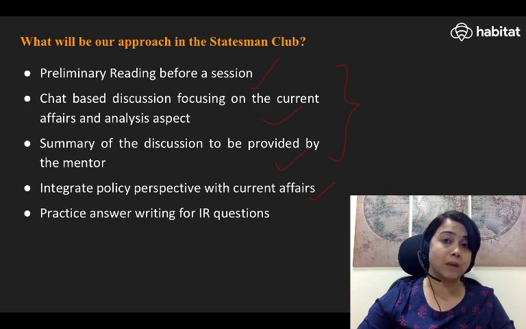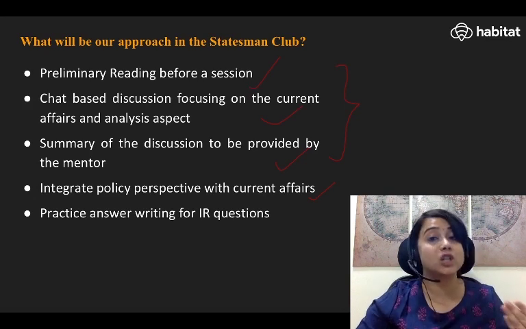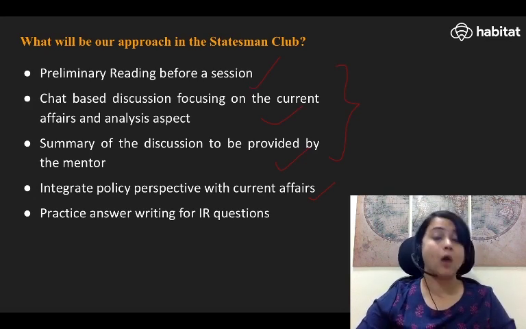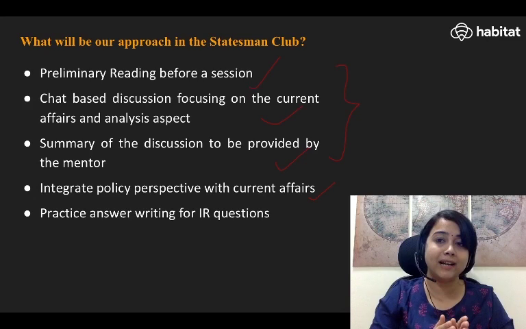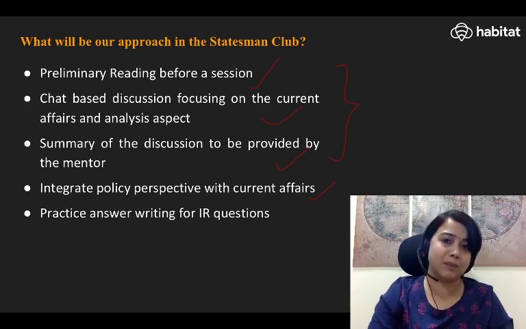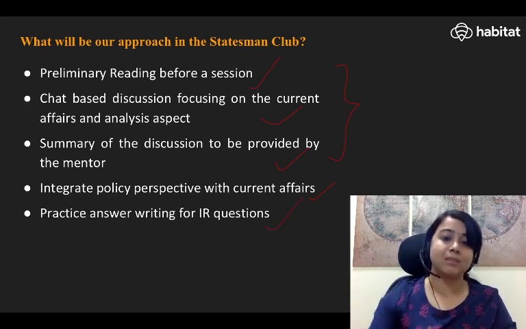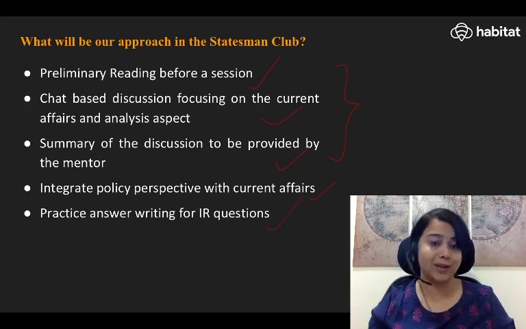But what makes that visit important from our examination perspective is, what is India's policy with respect to West Asia? What are India's national interests in West Asia? What are the challenges that India is facing in West Asia? So this is the way in which we have to integrate the foreign policy perspective, mostly with reference to India, with the current affairs. And we will practice some answer writing for the IR questions.